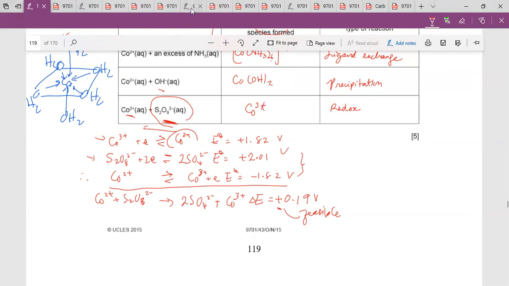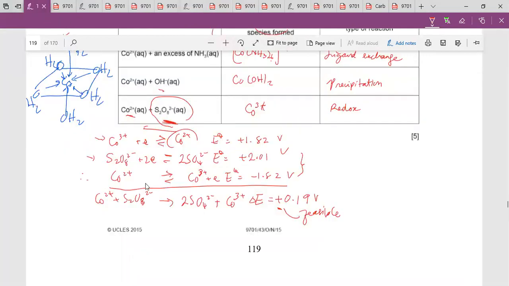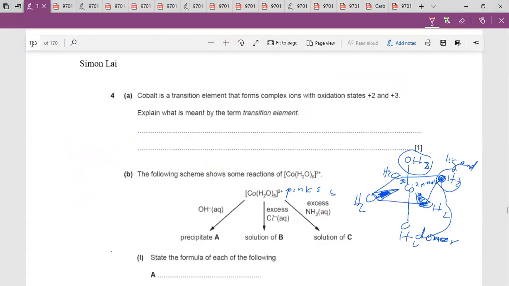And let's look at the marking scheme, right? See? Cobalt 3+, or cobalt 3+ water also can, okay? See, this is better, because it always equals redox, oxidation or reduction, right? Okay, next one, cobalt 1, 2, 3. I'm just going through all the types of questions that come up other than complexes.